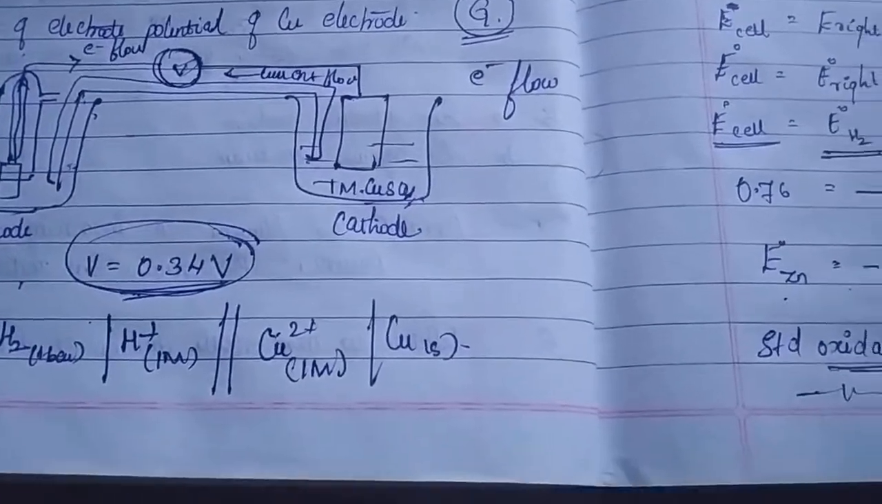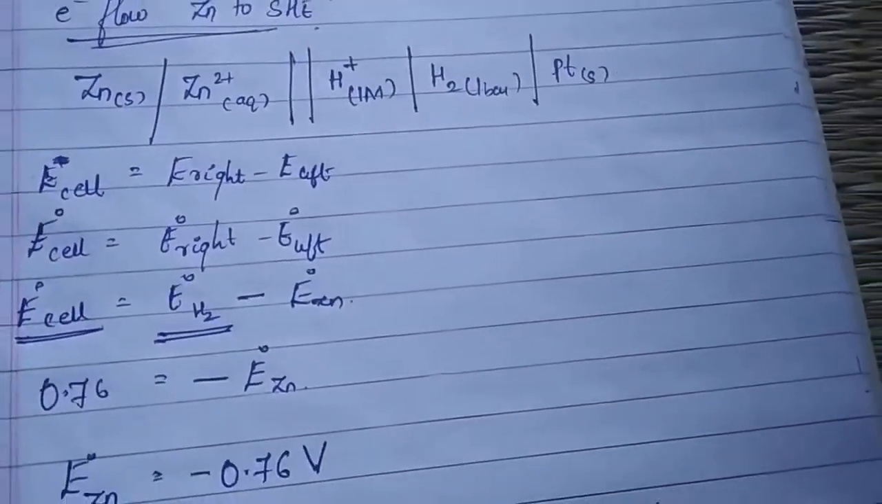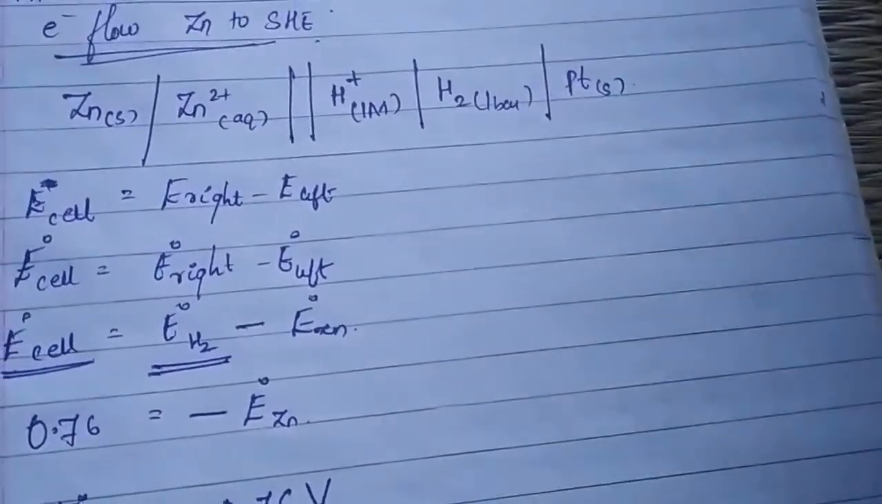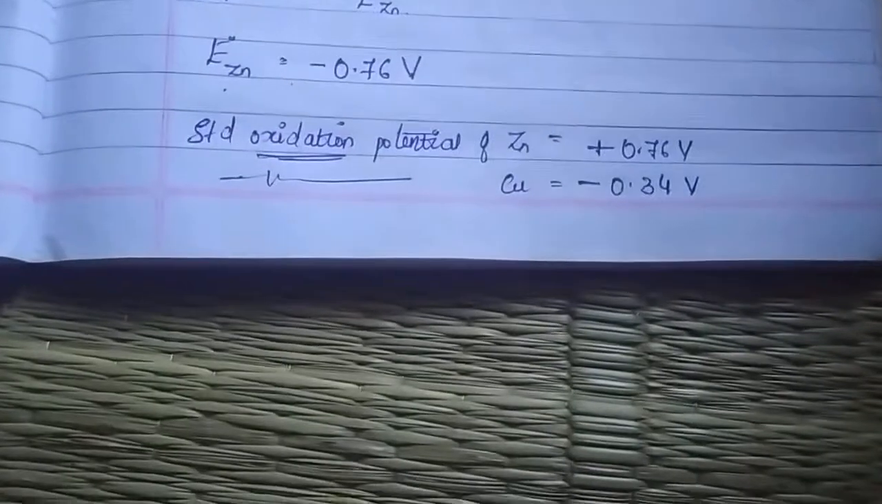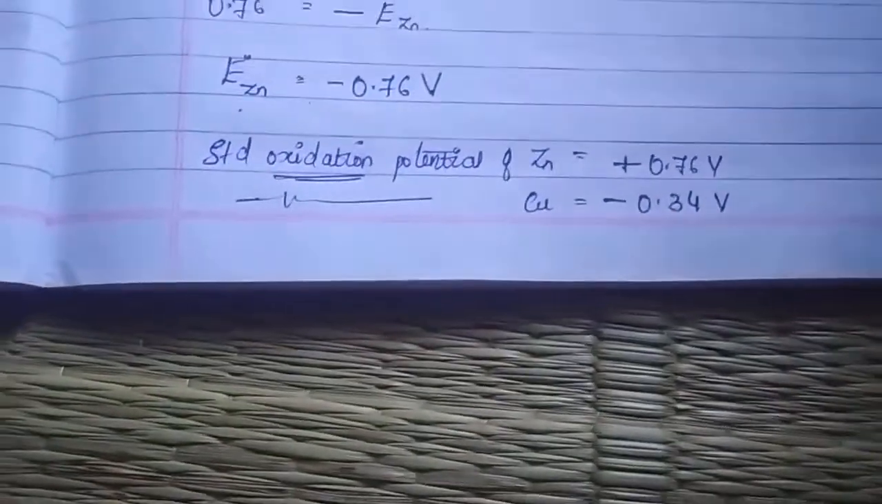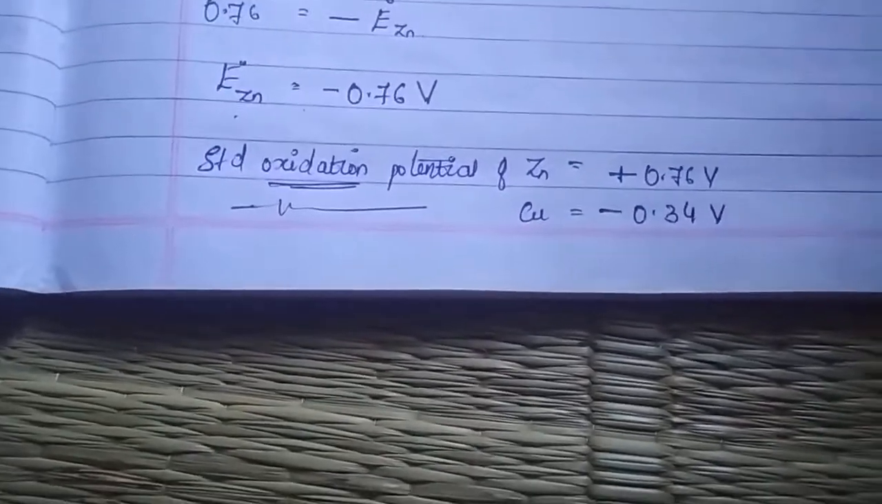And do remember, whatever values you get using the formula E right minus E left will be your standard reduction potentials. So in case somebody asks you the standard oxidation potential, what do you have to do? You have to just change their sign. The numbers remain as they are.